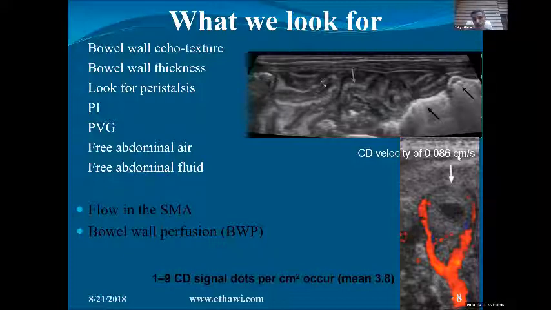Then you'll see pneumatosis intestinalis, PI. You'll see portal venous gas when you look at the liver. You look for free abdominal air, and you look for free abdominal fluid. You have to assess the flow in the superior mesenteric artery, and you have to do pulse wave Doppler or assess bowel wall perfusion through color Doppler.